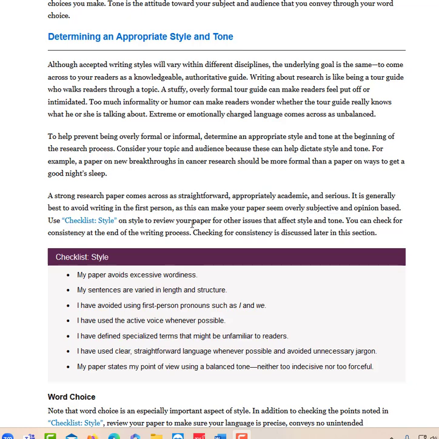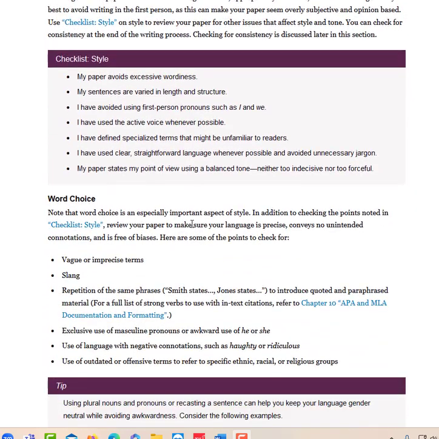And so use this checklist to make sure you've got the right tone and style. My paper avoids excessive wordiness. My sentences are varied in length and structure. I have avoided using first-person case pronouns such as I and me. I have used the active voice whenever possible. I have defined specialized terms that might be unfamiliar to readers. I have used clear, straightforward language. My paper states my point of view using a balanced tone.